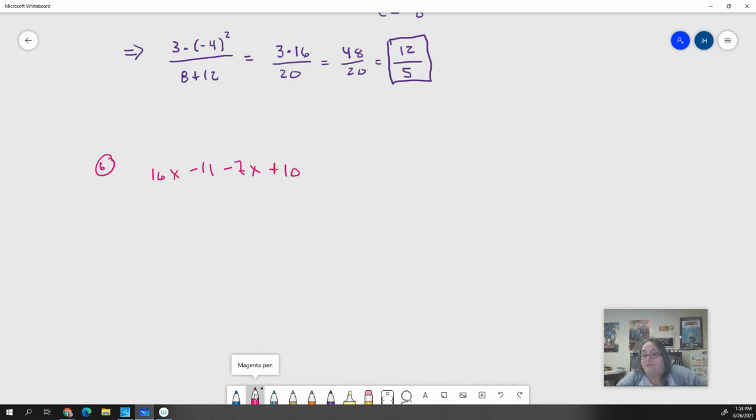Sorry, my handwriting will get better on this thing as we go, I promise. So the first thing we're going to do is we're going to combine our like terms, right? We're going to look at things that can be combined, which means any x term can be combined with another x term. So we've got 16x minus 7x. Notice we don't have parentheses. We don't have exponents. We don't even have multiplication and division going on in here. So we're just dealing with addition and subtraction from left to right. So we have 16x plus 7x. That is going to give me 23x. I have negative 11 plus 10. That's just negative 1. And that's as far as we can really go with that, right?